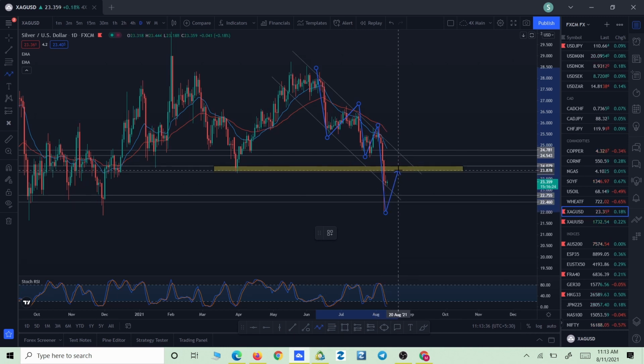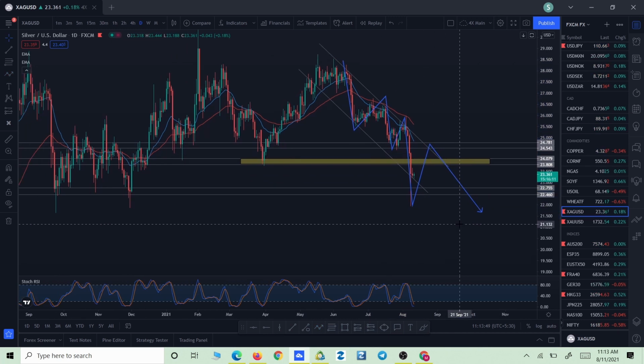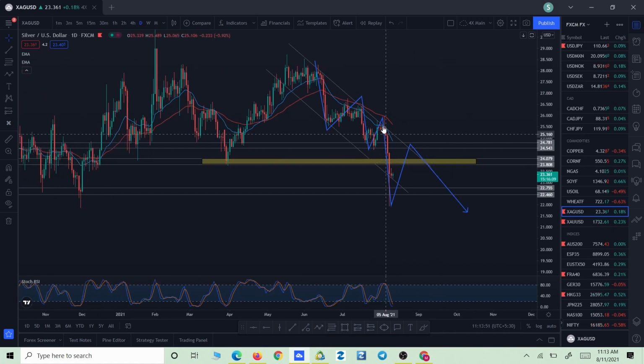So we are expecting price to retrace back either to this zone, which is a recent broken zone, or to this zone, both of these zones, and look for any kind of opportunity to go short. As you can see, the price is also moving in a channel. So if the price retraces back to this zone, the upper trend line of this channel can also act as a resistance to the price.